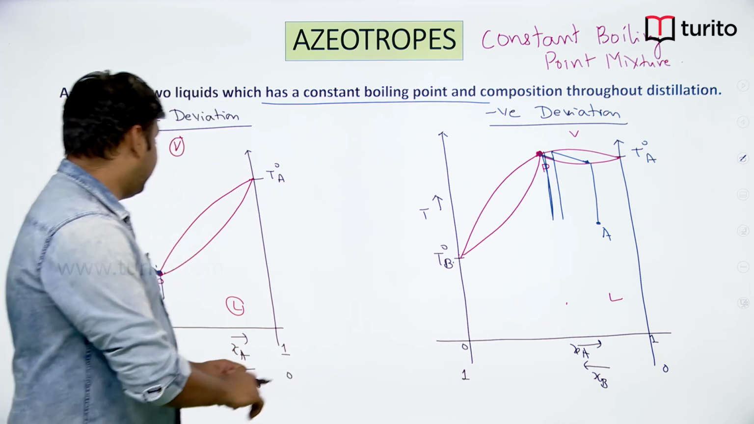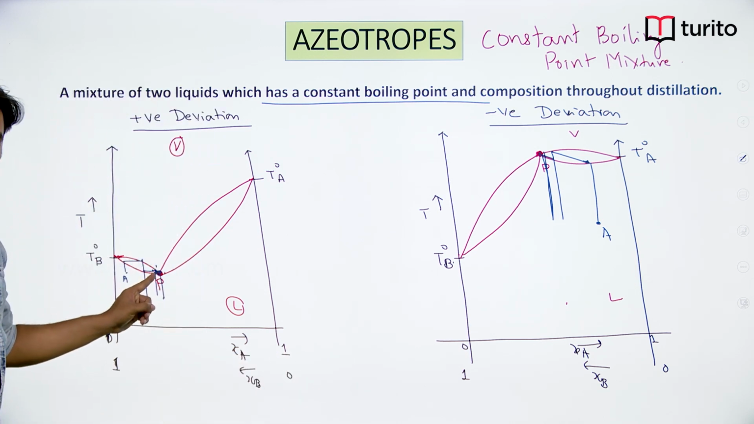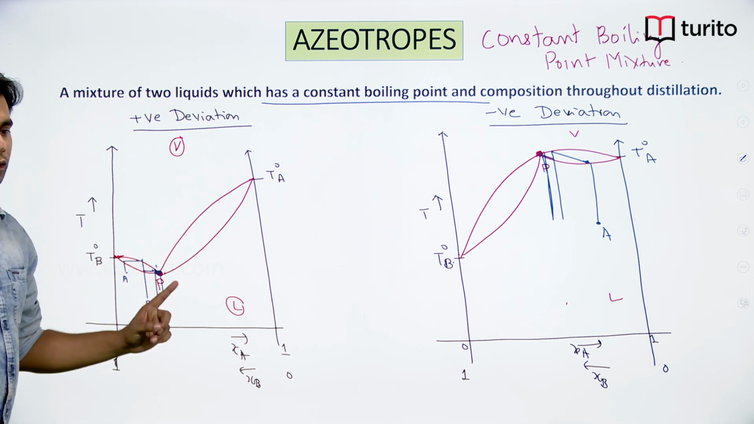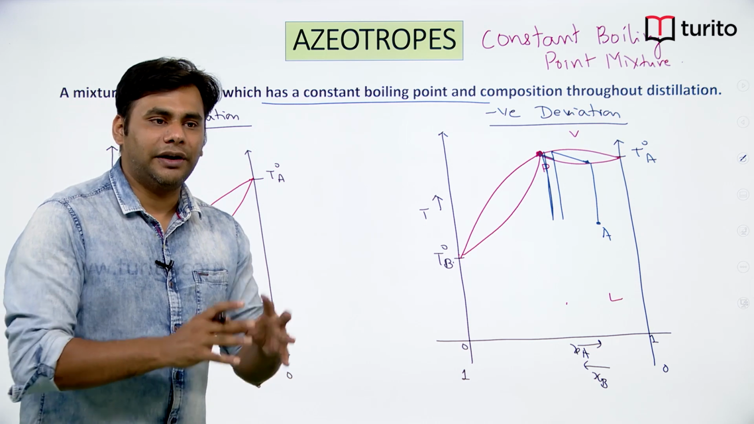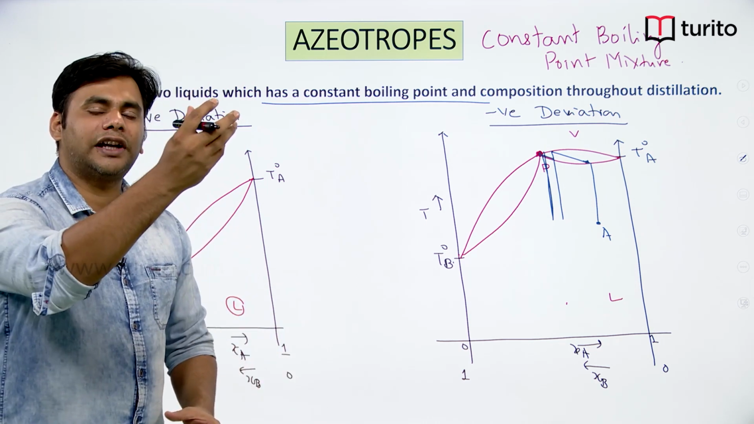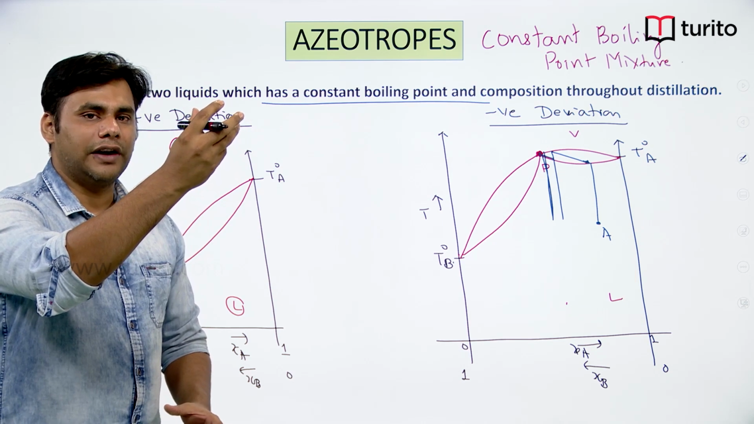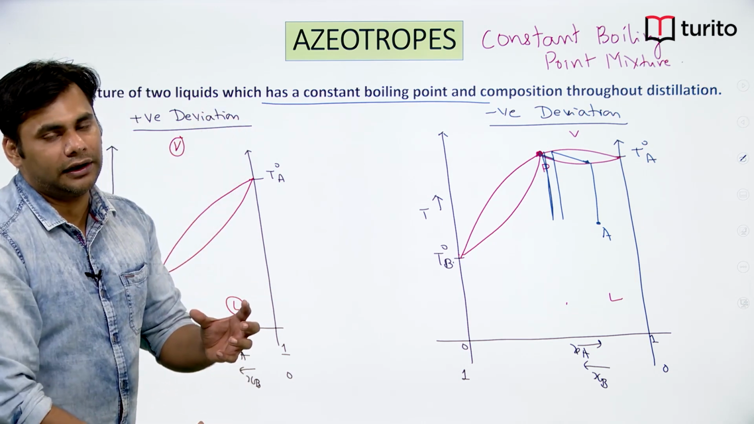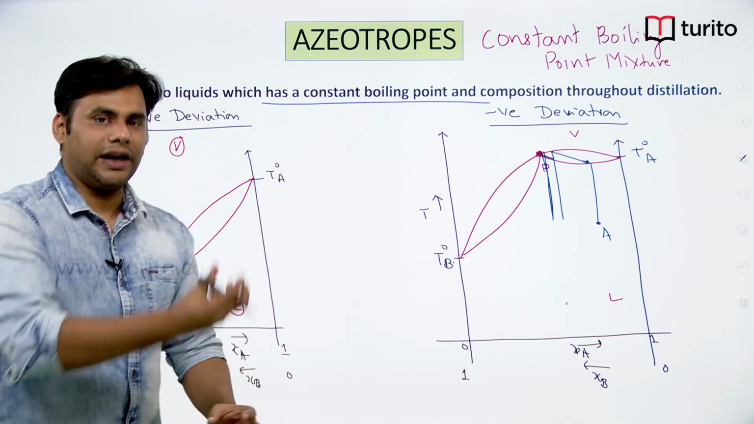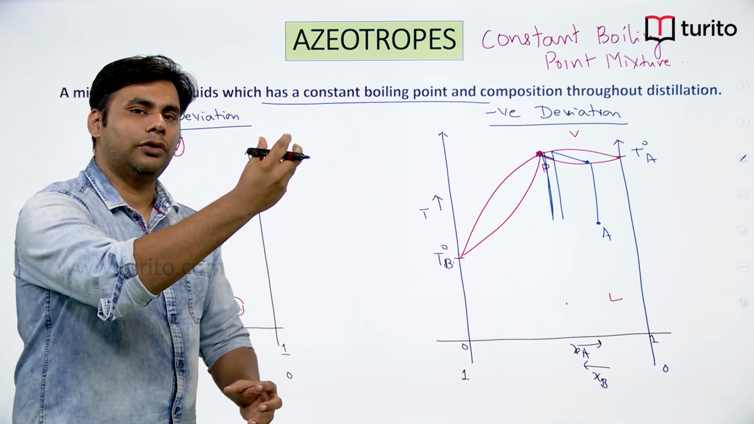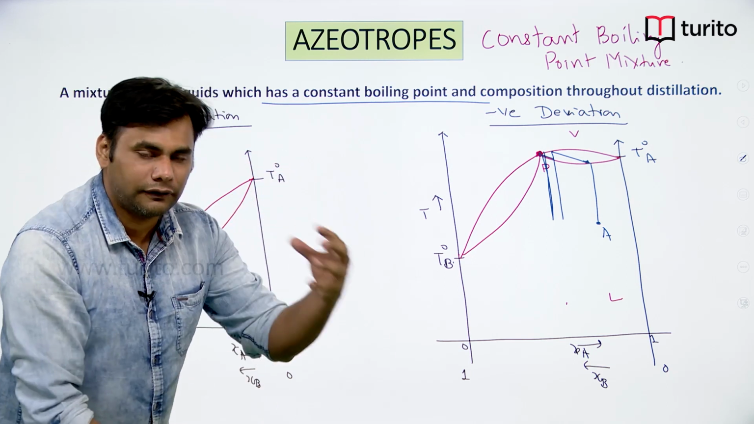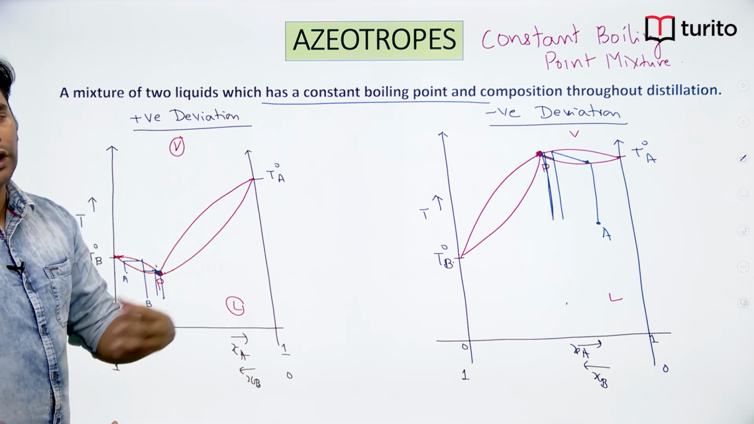So basically we will say that at this composition, these two liquids A and B are forming an azeotrope. So an azeotrope is like you have mixed two components but it is behaving as a single component. When you boil it, both the components go into vapor, when you condense it, both the components come back into the container. When you again heat it, both the components go into the vapor phase without change in their composition, and again when you condense, both come back into the liquid without change in the composition.